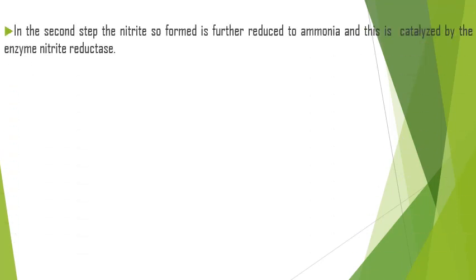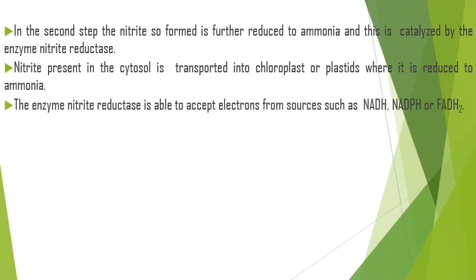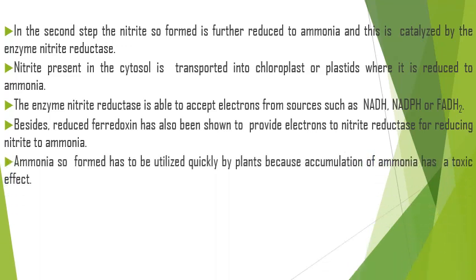In the second step, the nitrite so formed is further reduced to ammonia, and this is catalyzed by the enzyme nitrite reductase. Nitrite present in the cytosol is transported into chloroplasts or plastids where it is reduced to ammonia. The enzyme nitrite reductase is able to accept electrons from sources such as NADH, NADPH or FADH2. Besides, reduced ferredoxin has also been shown to provide electrons to nitrite reductase for reducing nitrite to ammonia.